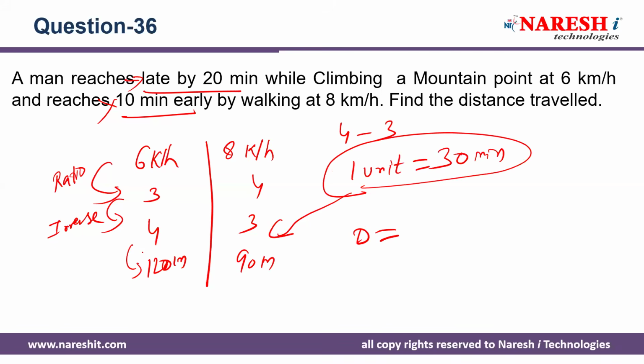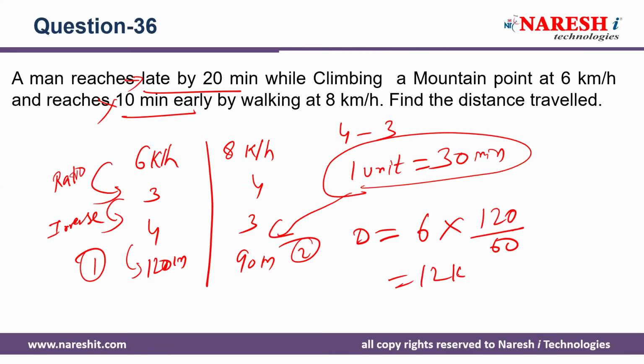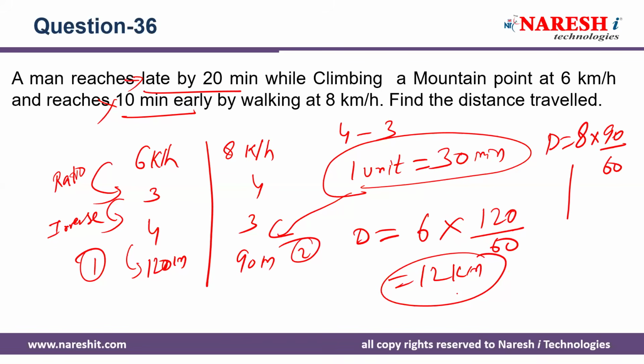Find the distance. Use either the left side value or the right side value. Left side value, what is the speed? 6. Time, 120 minutes. Divide by 60 to convert minutes into hours. Answer 12 kilometer. If you use the second value, distance equals 8 into 90 minutes, divide by 60. Same answer only.